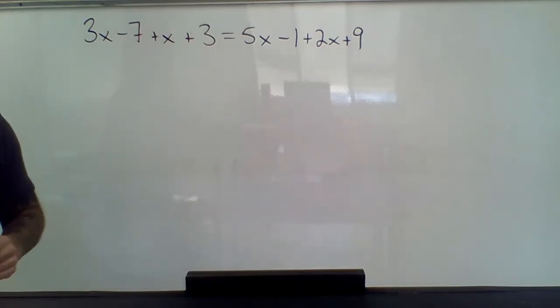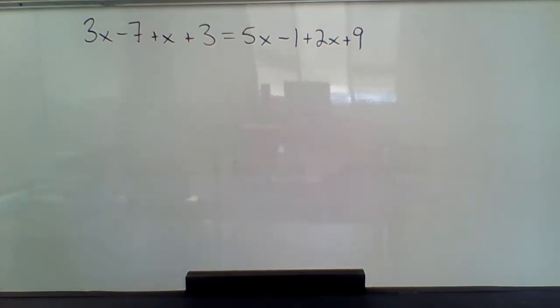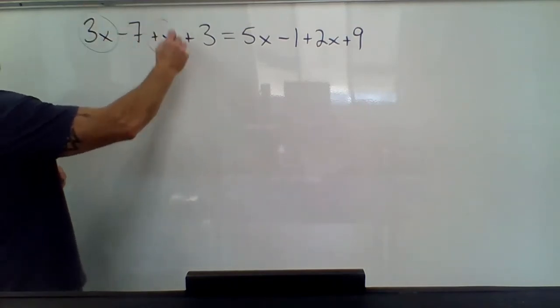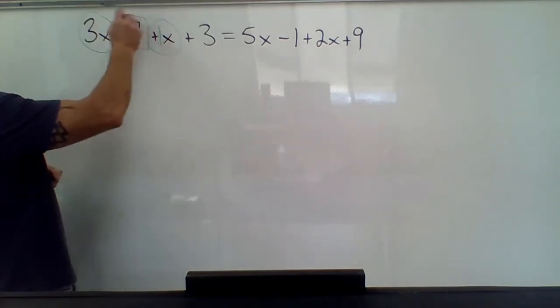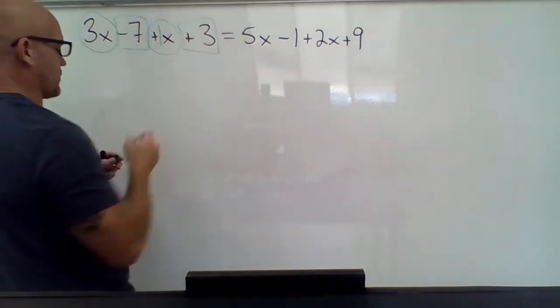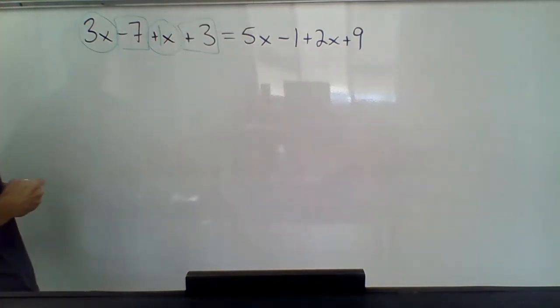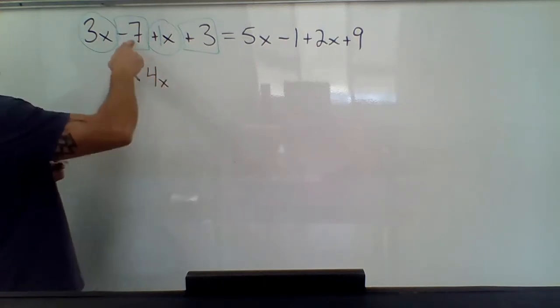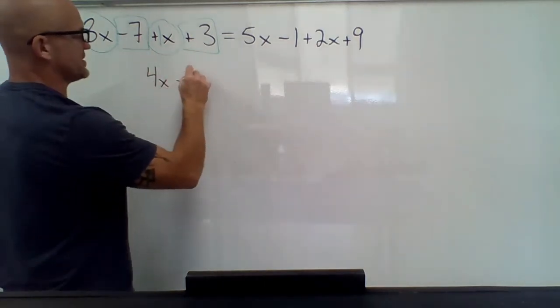So the first thing I'm going to do here is identify and combine like terms. On this side, I have a 3x and a positive 1x. I also have a negative 7 and a positive 3. So I'm going to start by combining those. The 3x and the 1x, that's 4x. The negative 7 and positive 3, that's negative 4.